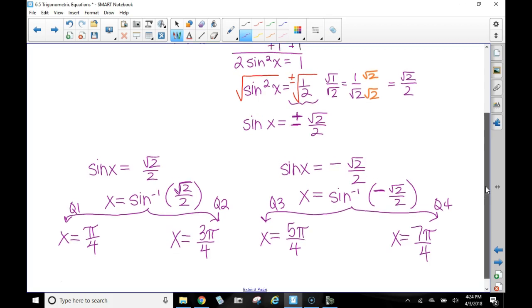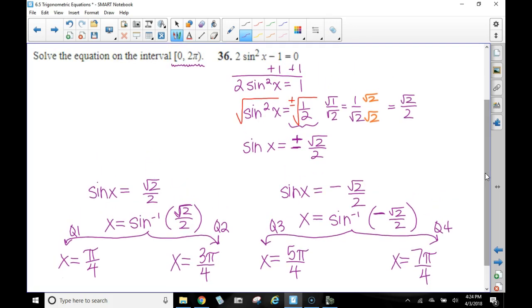Those are actually our 4 answers. Our final answer is, and if they weren't already put in numerical order, we would want to do that, pi over 4, 3 pi over 4, next 5 pi over 4, and 7 pi over 4.